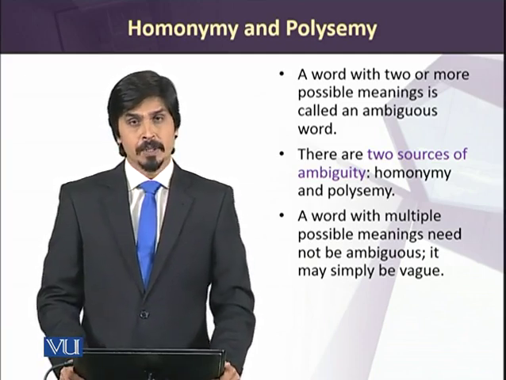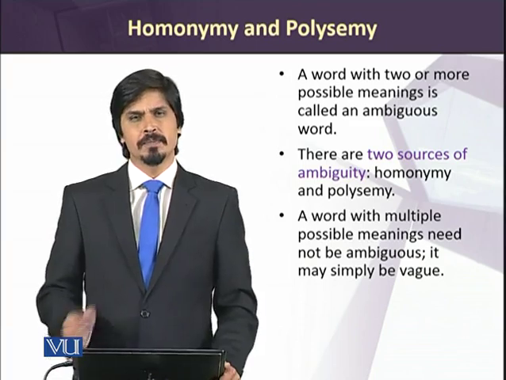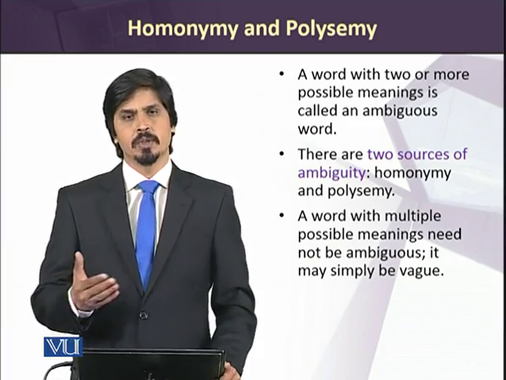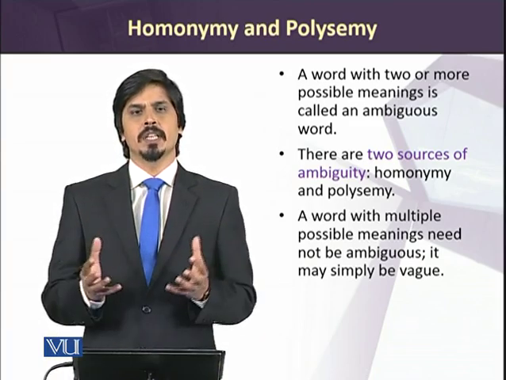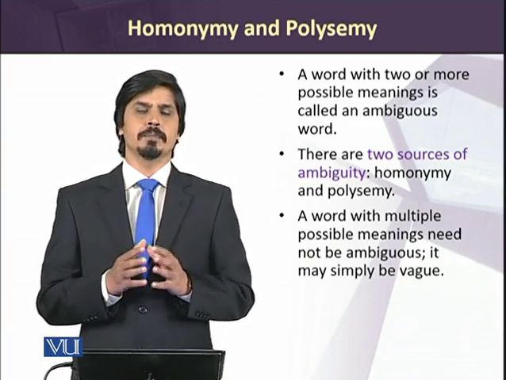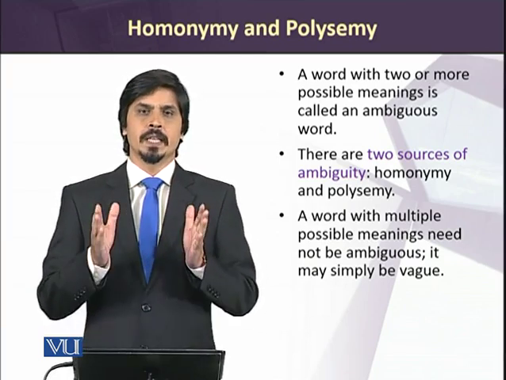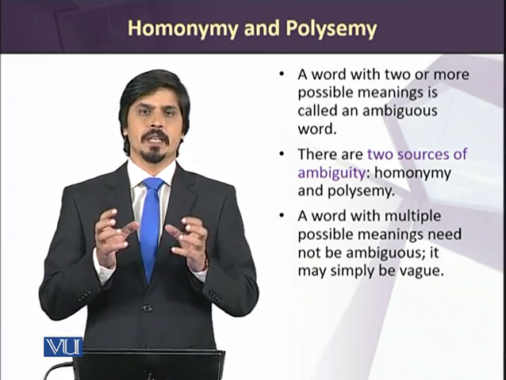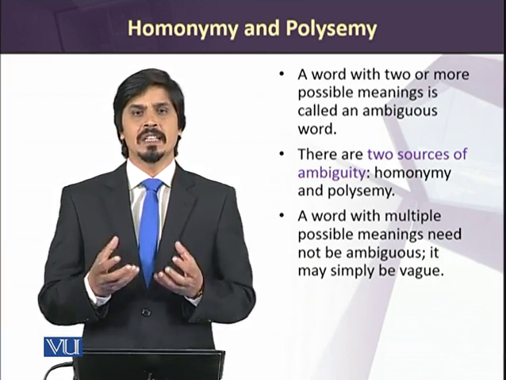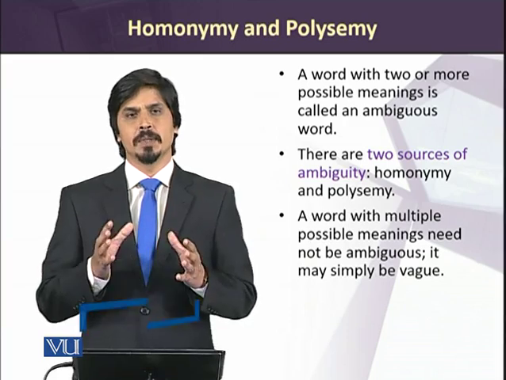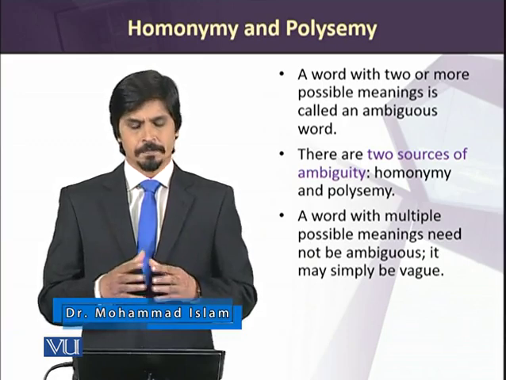A word with multiple possible meanings need not be ambiguous. It may simply be vague. We have already discussed it. But in order to make this point clear, we need to understand the relationship of polysemy and homonymy between words. This relationship relies on the relatedness or unrelatedness of the meanings between various senses of the same word.